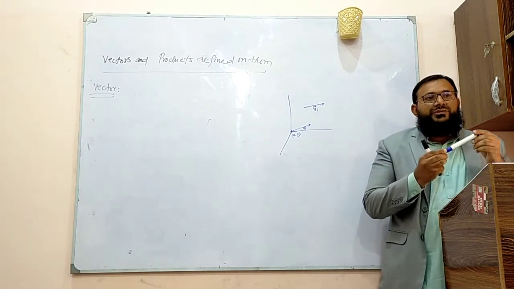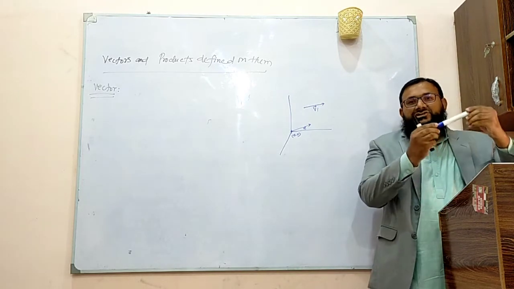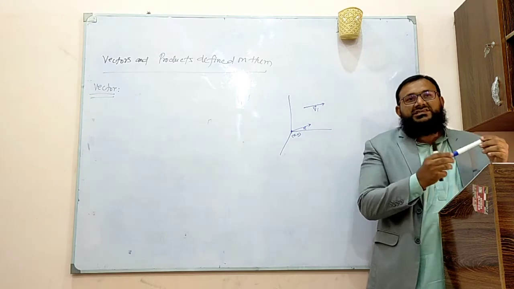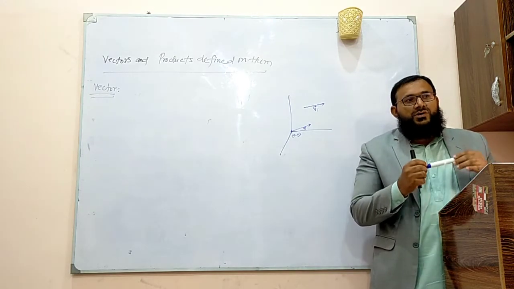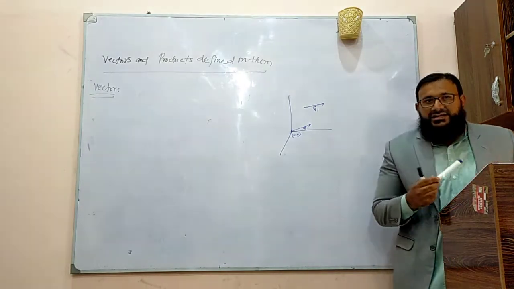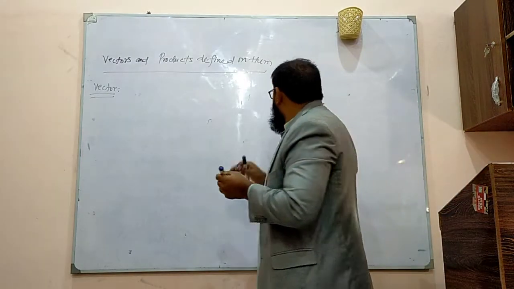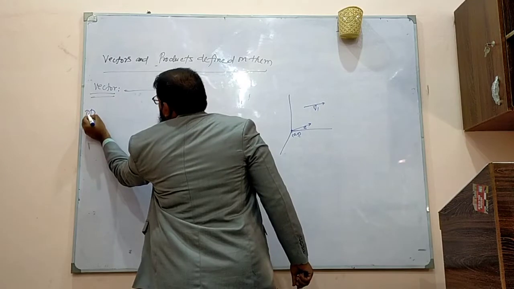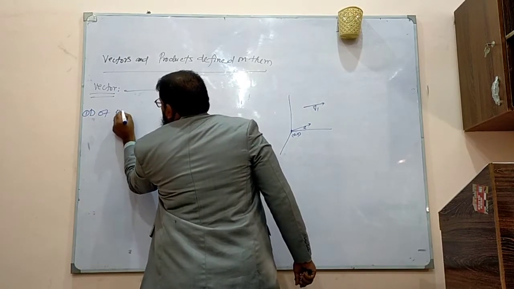This means that any vector we can take anywhere, we can translate it in any direction. We are going to translate it in positive x axis or negative x, positive y or negative y, positive z or negative z. We can take it anywhere. So we are not going to discuss this particular thing, but we are going to define one product, what we call the dot product of two vectors.